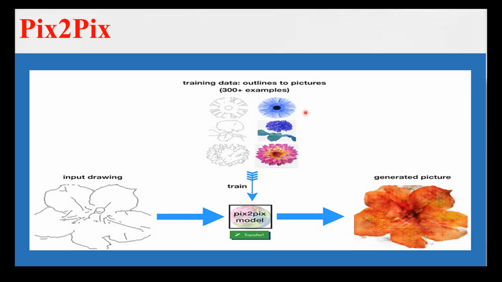Then comes pix-to-pix. Now this pix-to-pix is a type of GAN used for image-to-image translation tasks similar to cycleGAN. But this pix-to-pix is designed to work with paired data, meaning that it requires input and output images from both domains. So in pix-to-pix, there are two generator networks and one discriminator network. The first generator network maps images from the input domain to the output domain, while the second generator maps images from the output domain back to the input domain. And this discriminator distinguishes between real input-output pairs and generated input-output pairs.